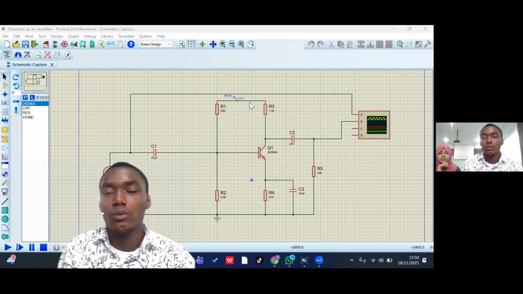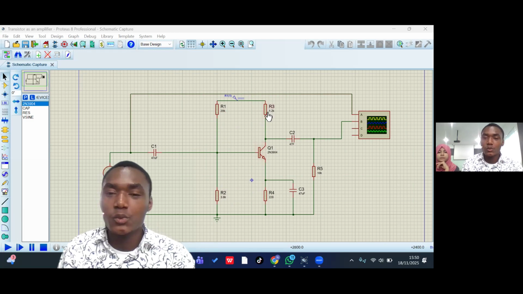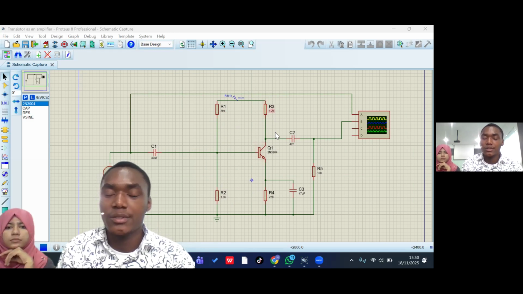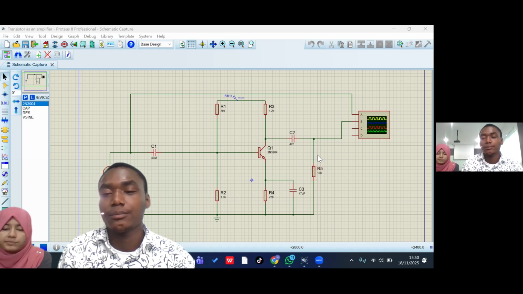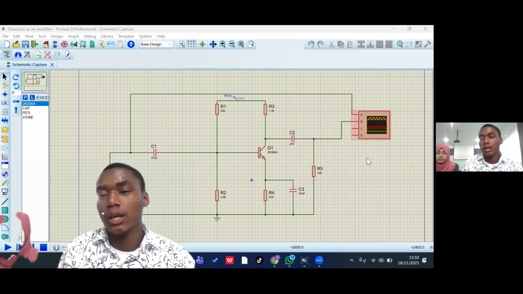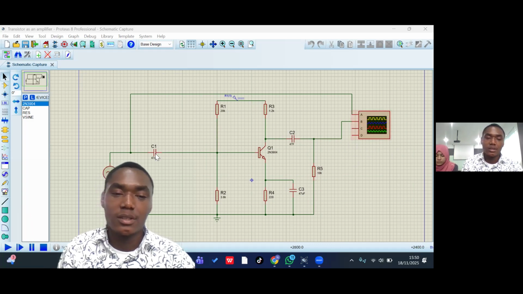And also we have two other resistors, this one is the collector resistor, and this one is a resistor which will limit the current flowing through this transistor. And we also have a bypass capacitor and another one which will be a coupling capacitor, and also another resistor which will limit the current to this one. At the end, we will get an oscilloscope. As you can see, everything is sorted.